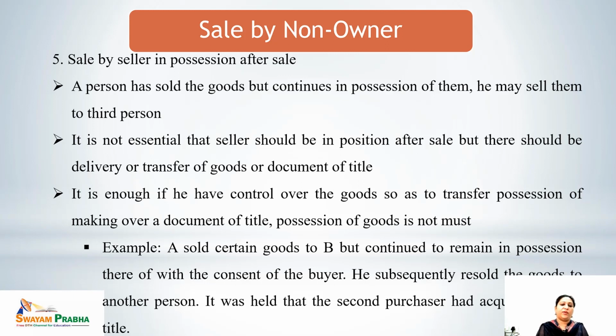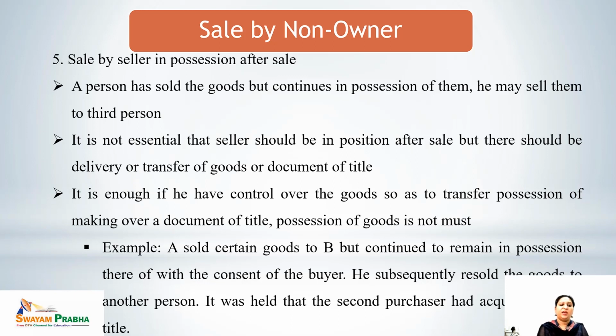It is also important to note here that it is not necessary that the seller should be in possession of goods. He may be in possession of the documents of title, and even this is a sufficient reason to sell the goods to a third party. It is enough if he has control over the goods, or the power to transfer possession by making over a document of title. Possession of goods is not a must condition here.